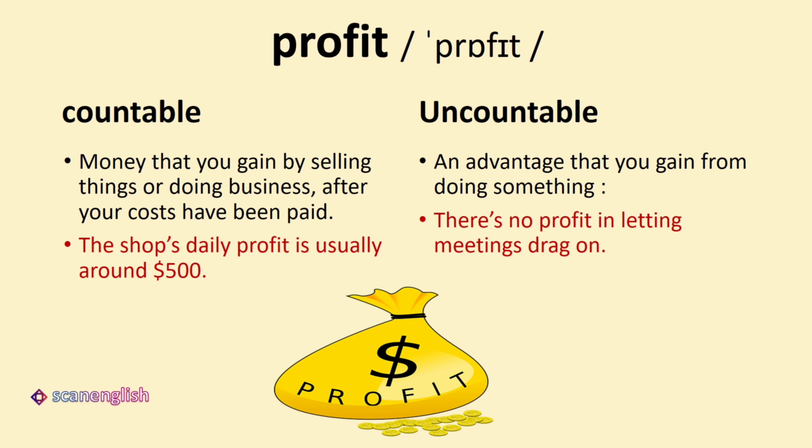Profit. It is countable and uncountable. Countable: money that you gain by selling things or doing business, after your costs have been paid. For example, the shop's daily profit is usually around $500. It is uncountable: an advantage that you gain from doing something. For example, there's no profit in letting meetings drag on.